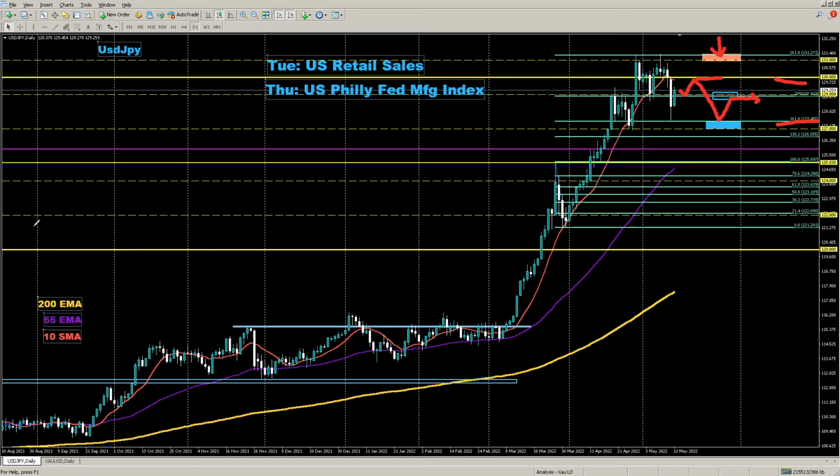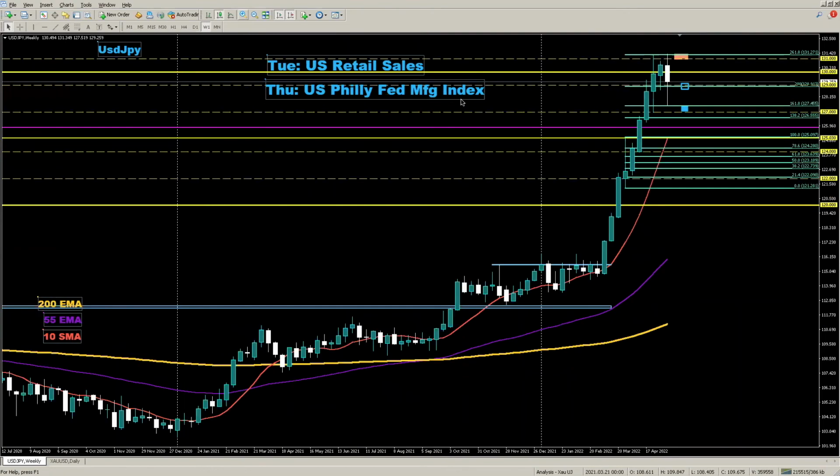Let's also take a look on the weekly time frame. And yes, there's a long low wick with some clear support from the 162 fib area. So yes, it could be a consolidation for the next week.